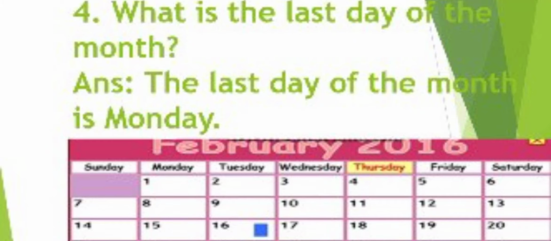Question number 4, what is the last day of the month? The answer will be, the last day of the month is Monday. Let's see the calendar. At first Sunday is mentioned, then Monday, and on Monday the date is 29. So 29 is the last date, and that's why Monday will be the last day of the month.